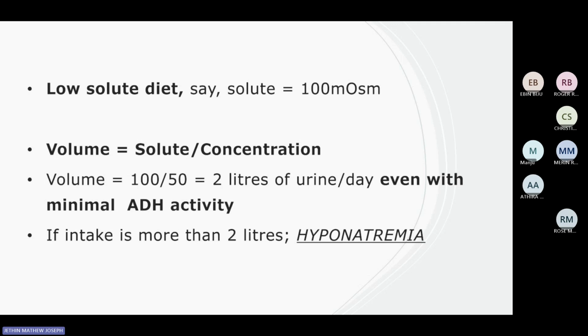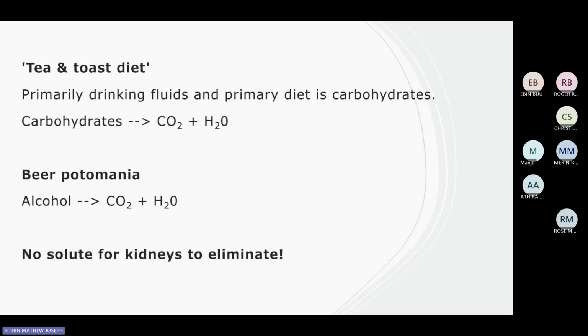Maximum capacity to dilute urine will be with minimal ADH activity. Even with that, the kidney is only able to produce 2 liters, and if your intake crosses that, it is going to result in hyponatremia. So this is how a low solute diet will cause hyponatremia. This is also called the tea and toast diet, as I mentioned earlier.